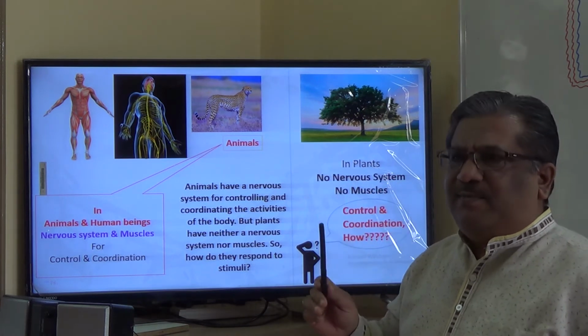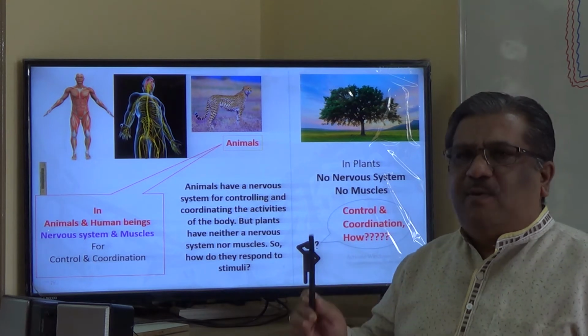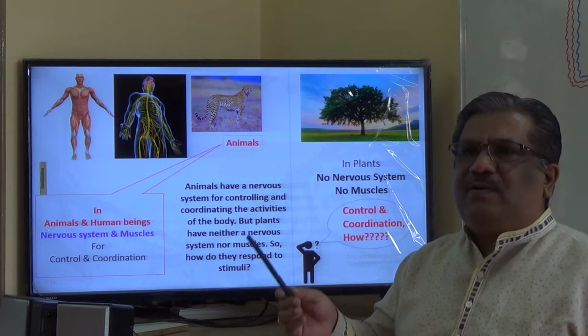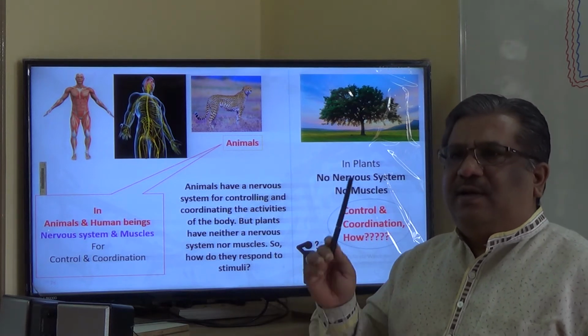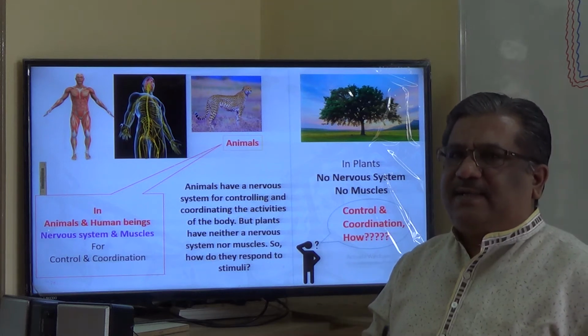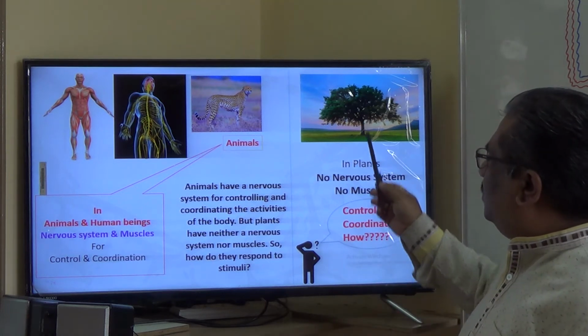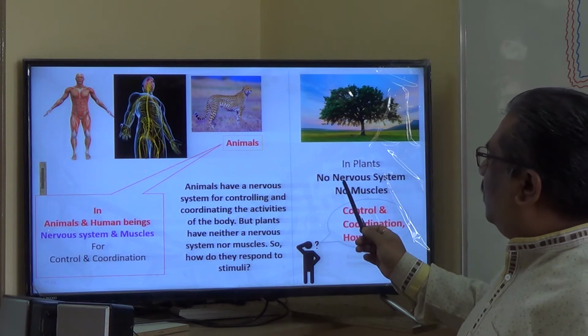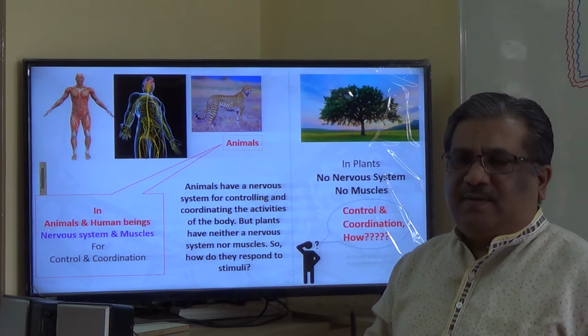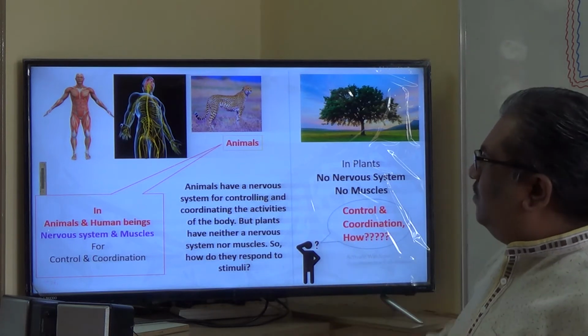Some movements are there. The movements need to be carefully controlled, and in order to control the movements, coordination is also required. How this is achieved, let us see. Remember, plants do not have muscles, do not have a nervous system, and do not have a brain. So let us see how these plants achieve control and coordination.